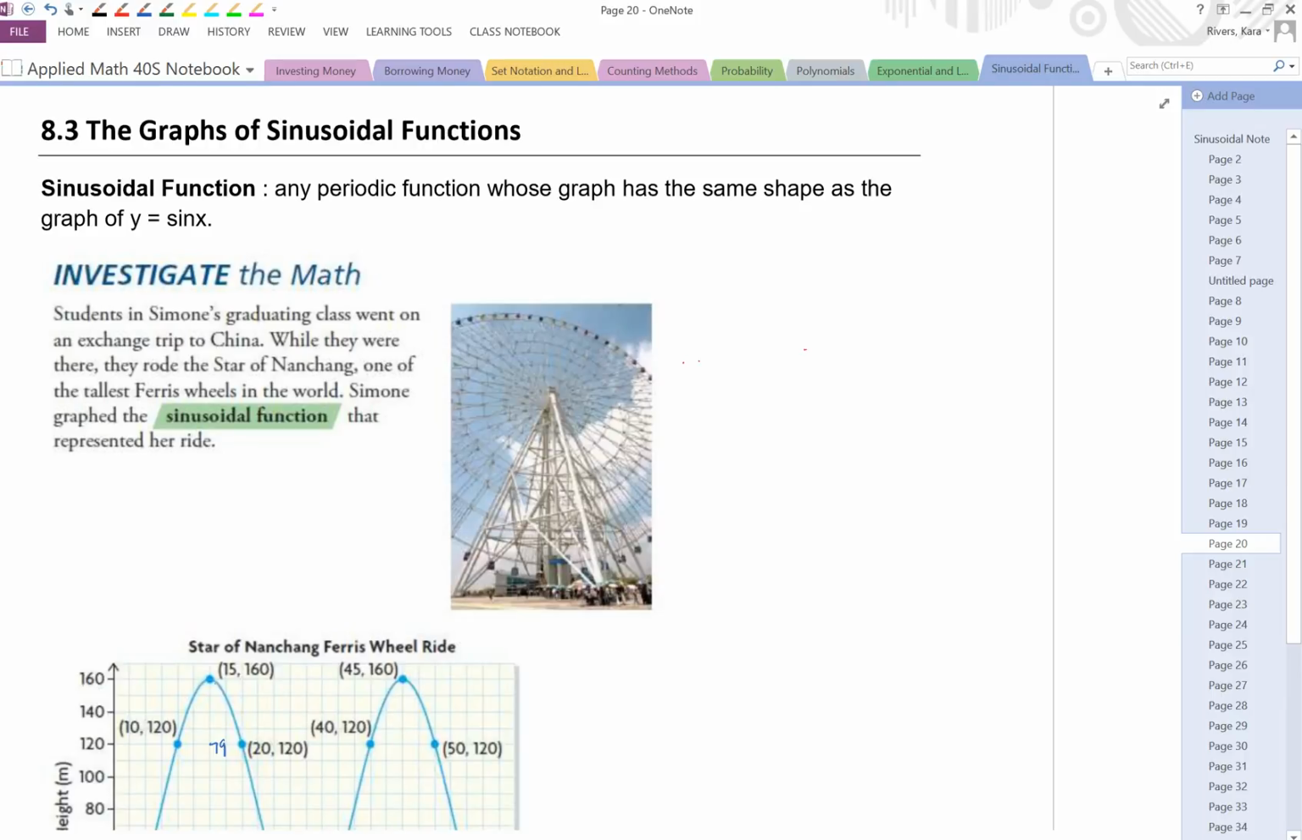In this lesson, we're going to look at the graphs of sinusoidal functions. A sinusoidal function is any periodic function whose graph has the same shape as the graph of y equals sine x. So it says, investigate the math.